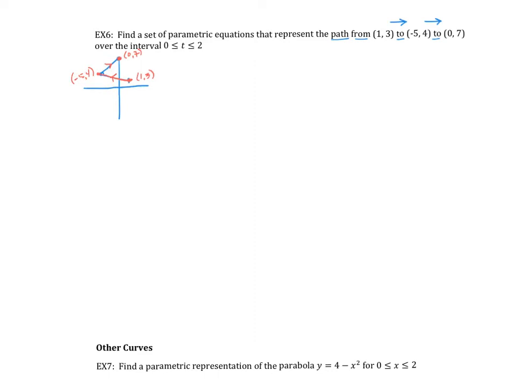Okay, so if I go from 1, 3 to negative 5, 4, since I'm starting at 1, 3, that's going to be my starting x sub 0, y sub 0. I need my b over a, so I need to find my slope. It's always ending minus starting, so it's going to be 4 minus 3 over negative 5 minus 1, which would give me a 1 over a negative 6.